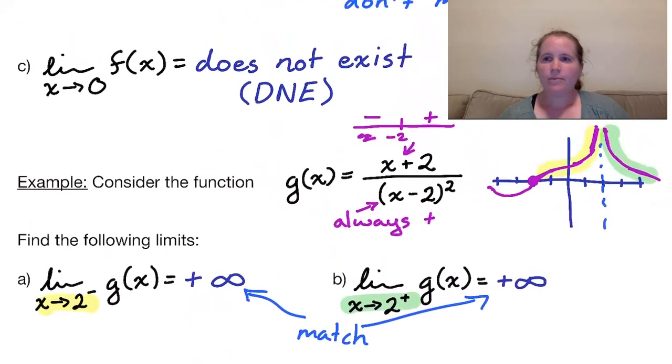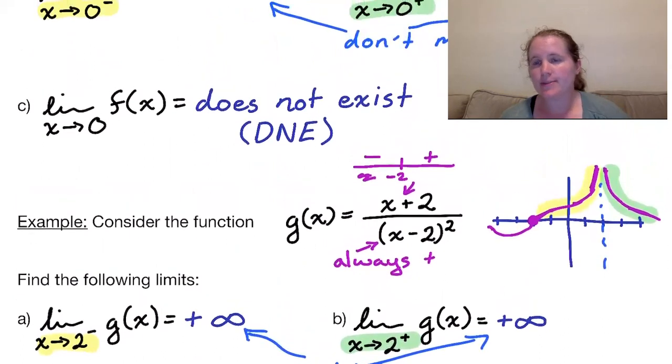So again, we're not technically approaching a specific number. Infinity itself is not a number, but we can at least use this definition to say, well, both of the sides are approaching or heading off in the same direction and shooting off towards infinity.